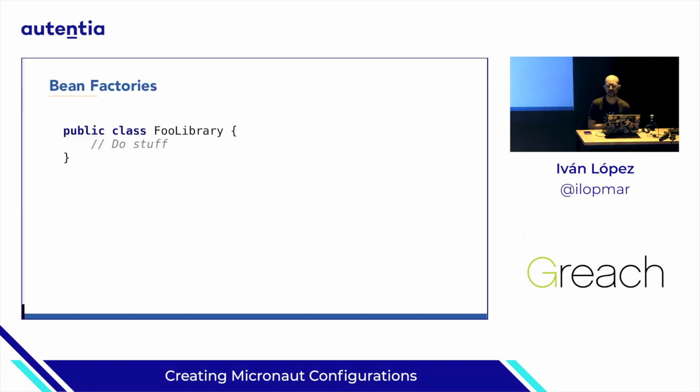So let's start from the very beginning. Imagine that you have this Full library. This is the library that you want to integrate inside Micronaut. And if this library, or this code, is in your source code, the only thing you need to do is annotate it with @Singleton. With that, when Micronaut compiles that class, it will create a bean, and you will be able to inject Full library inside any Micronaut artifact.